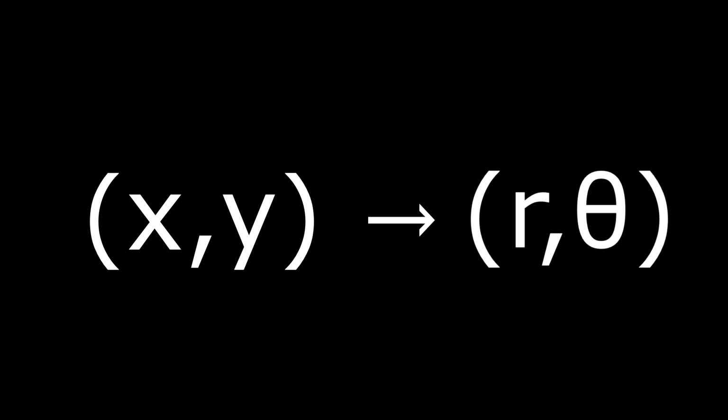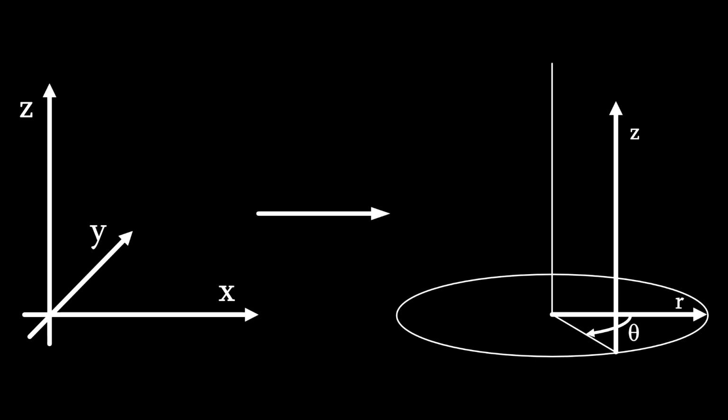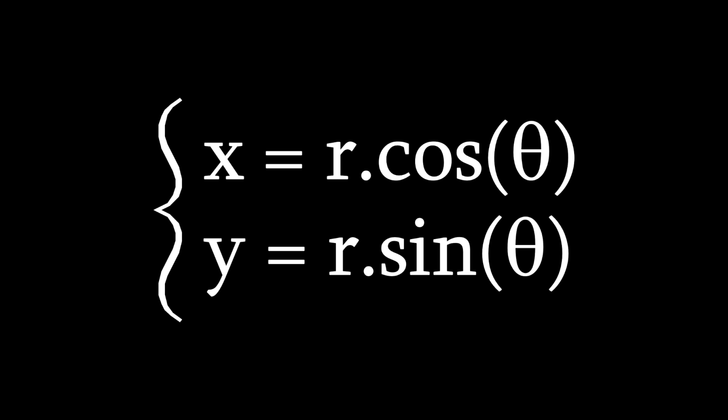One of the fun tricks is a change of basis. We can switch from xy to r and theta for circular coordinates. For those of you who don't know what these are, take a look at the screen, they're pretty basic. Now you use the following formula, x equals r cos theta and y equals r sin theta.